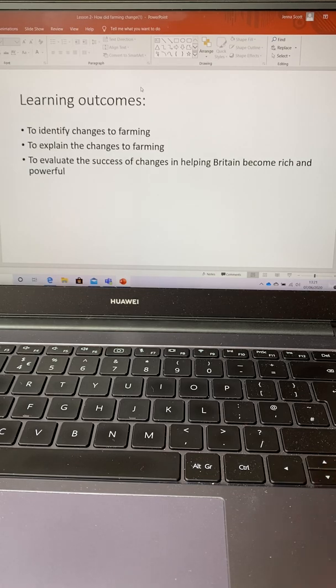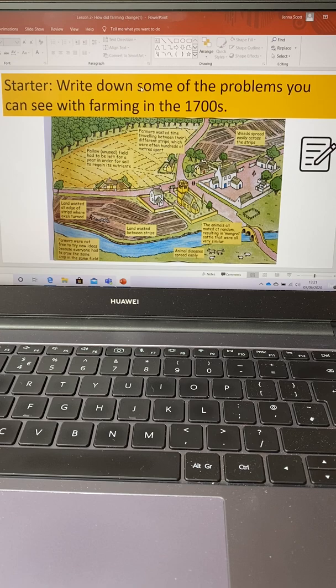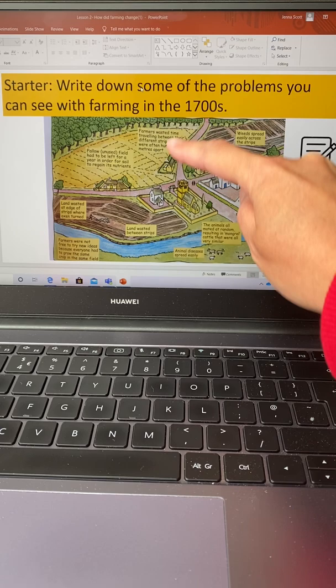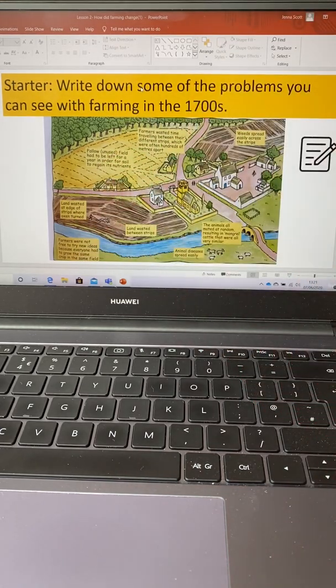So first thing for you to do. You've got to look at this picture and then write down some of the problems you can see with farming in the 1700s. So if you have a little look, you've got all these little boxes here and all of those are going to help you. All right, so that's the first thing you need to do, write down some problems. You don't need to copy those statements out in full. You can definitely reduce them down. That's the first task.